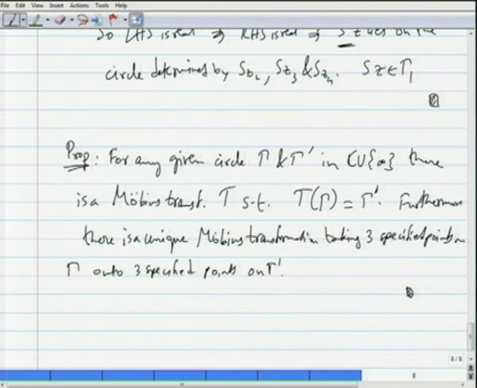Given three points on this circle and three points on that circle, there is a unique Mobius transformation which takes these three points to those three points. If you give a circle, there are many ways to specify it, as in many triples of points specify this circle. So if you want a circle to be mapped onto another circle, there are many Mobius transformations doing the job. So that's this proposition.